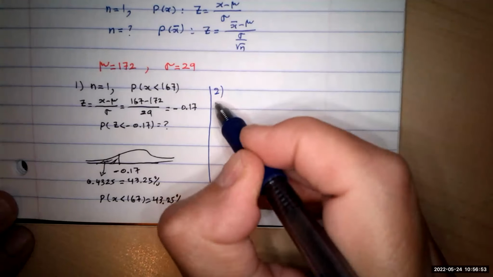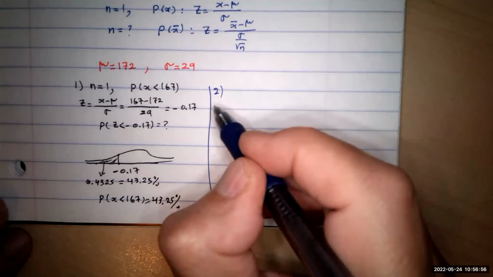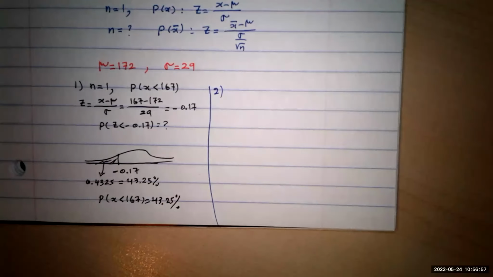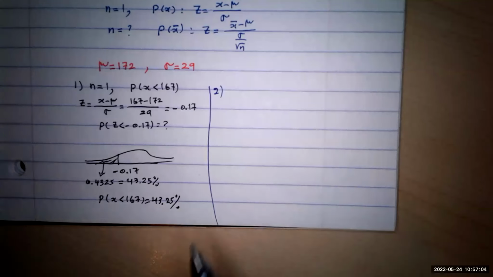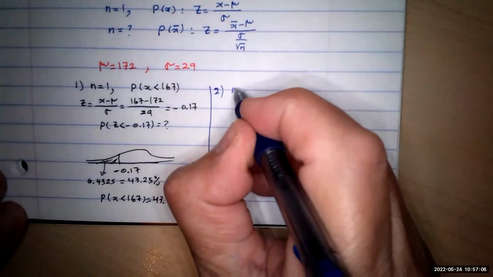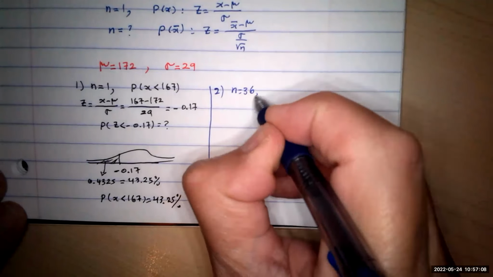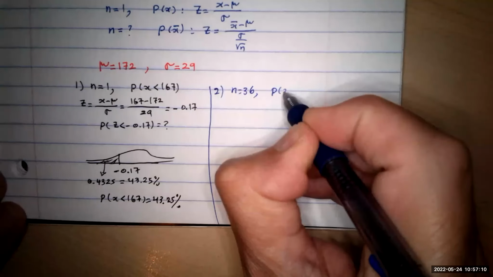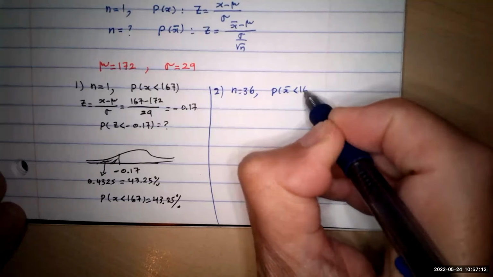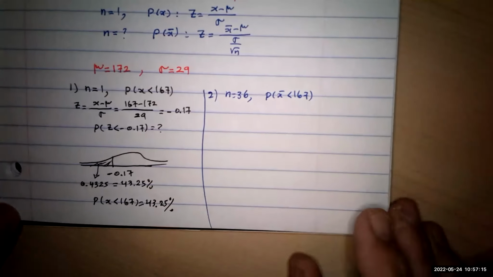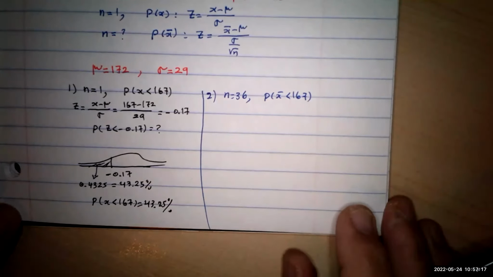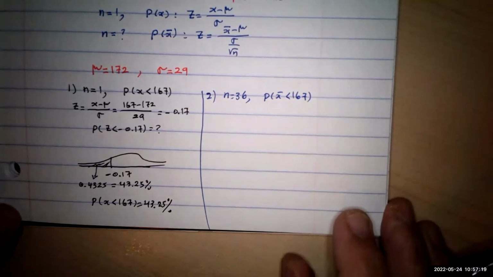The second part, the sample size is given to you. We pick a sample of 36 men. So in the second part, we have n equal to 36. And we want to know in this case, what's the average weight of the group? What is the chance that the average weight, so you have to use the X bar for the second part, is less than 167?